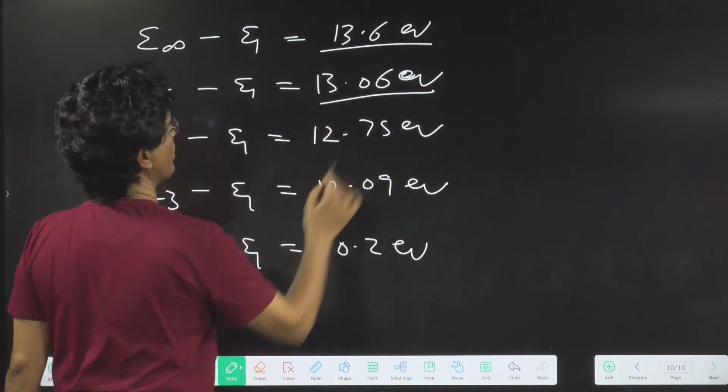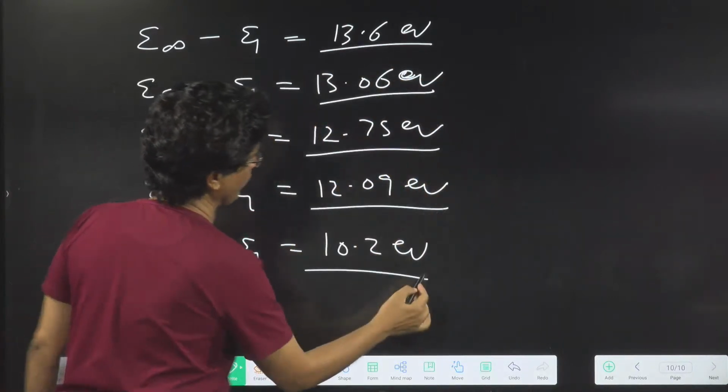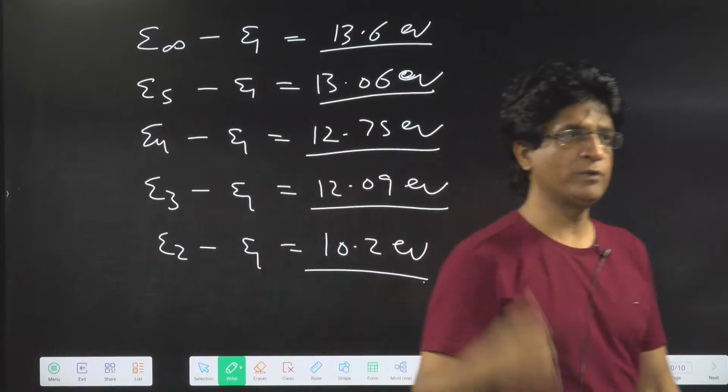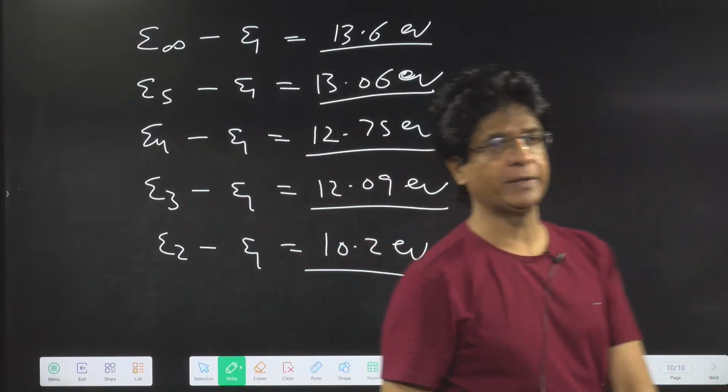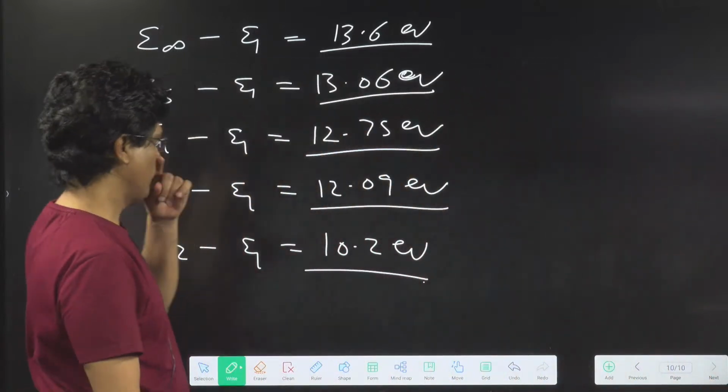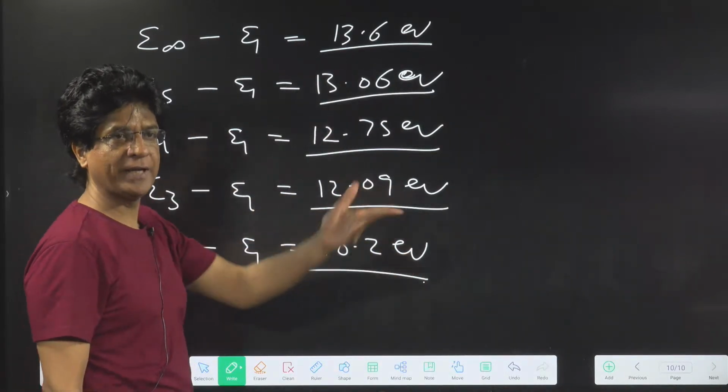13.6, 13.06, 12.75, 12.09, 10.2. These values are extremely significant, okay? You will see the magic of all these things once I tell you that stuff.